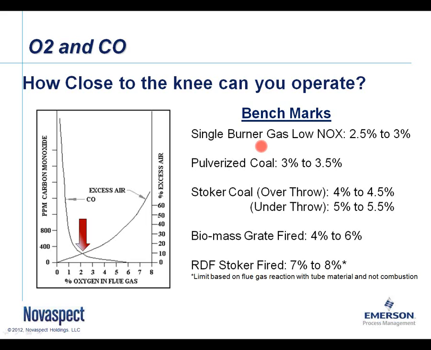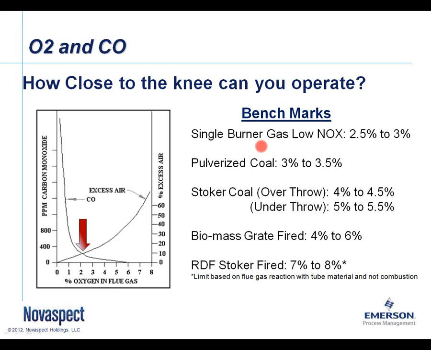Biomass fired, it's anywhere from a 4 to 6%, and a lot of that's going to depend very heavily on the air distribution. And the last one, just for an example, is the RDF fired on a stoker. So a refuse-derived fuel or a processed municipal waste. Typically, we need to see those above that 7%.